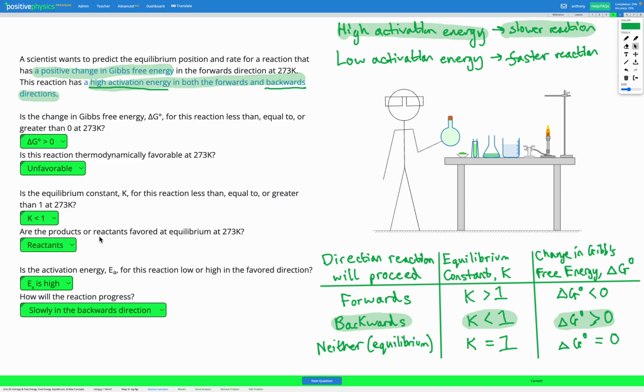Finally, the activation energy doesn't affect the direction of the reaction, but it does affect the speed. So once you know which direction the reaction is happening in, figure out if the activation energy is high or low in that direction. If it's high, we're going to have a slower reaction, and if it's low, we're going to have a faster reaction.